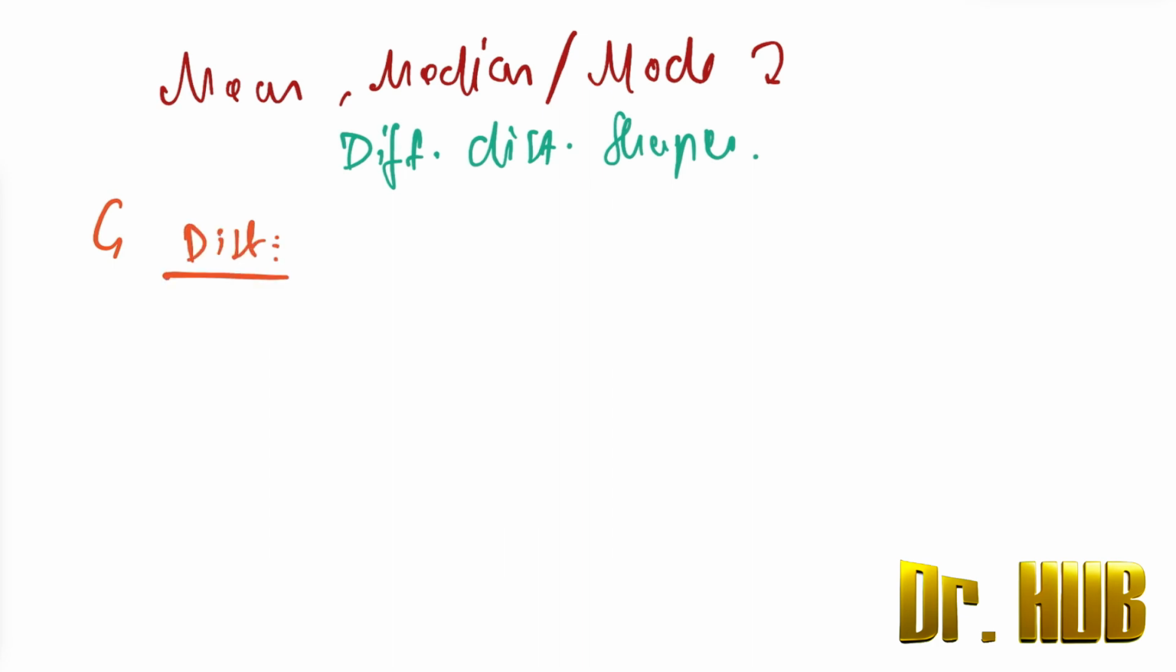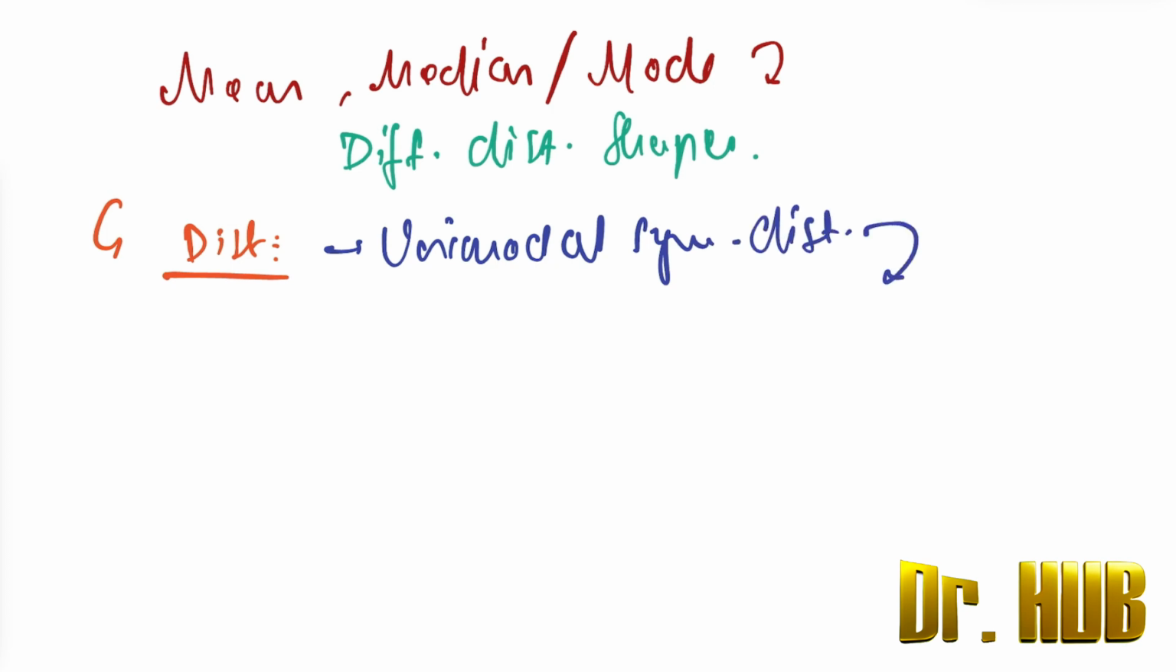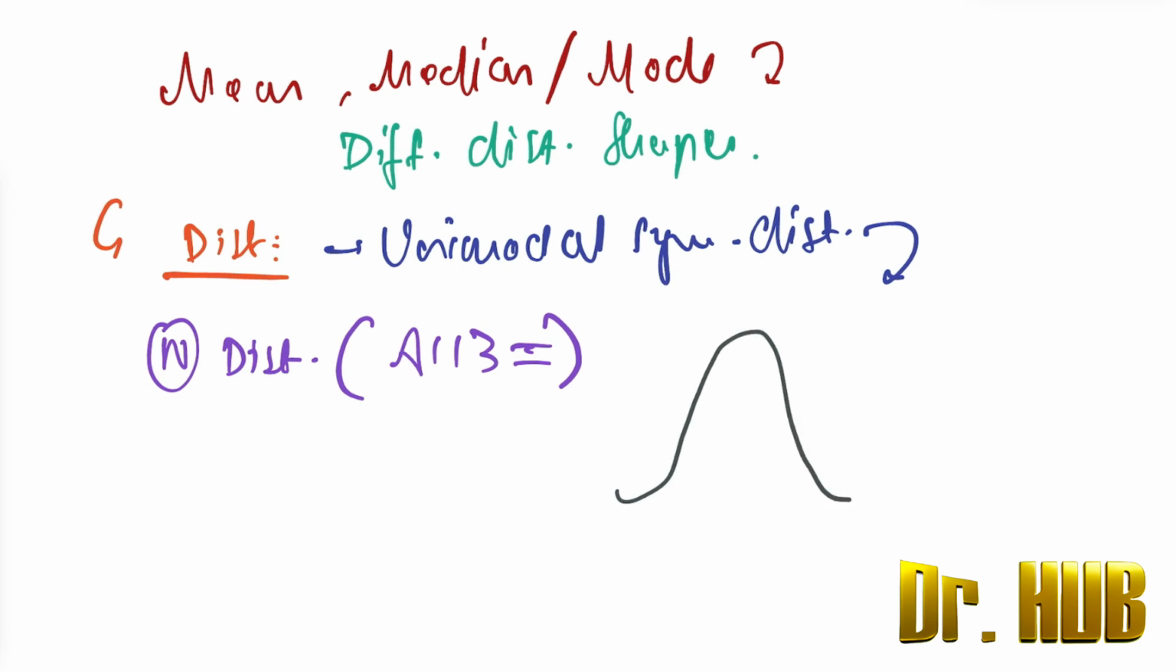In a unimodal symmetric distribution, what do we have? It is like a normal distribution, so all three measures are approximately the same. That is, the mean is equal to the median is equal to the mode. How is the graph in this case? It will be the perfect bell-shaped graph, a symmetric distribution.